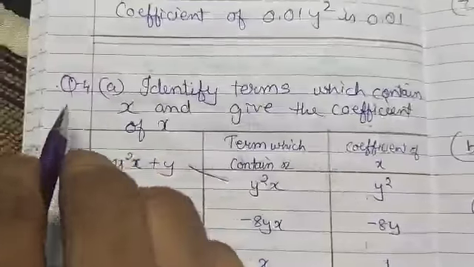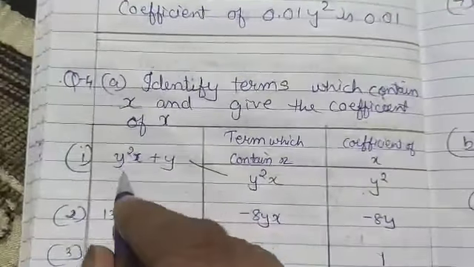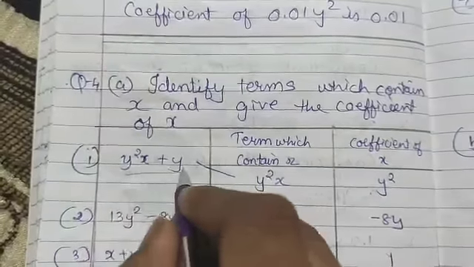Now let us see question number 4. Identify terms which contain x and give the coefficient of x. Now dear student, here the terms are given. We have to identify the term which contains x. So two terms are there.